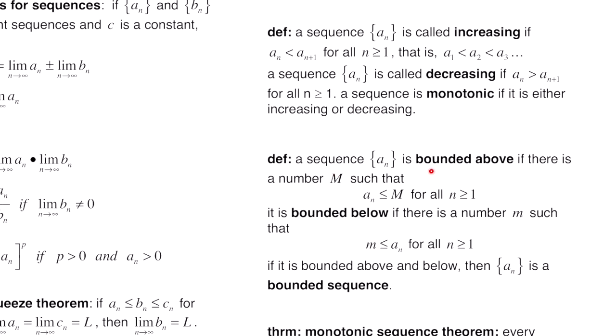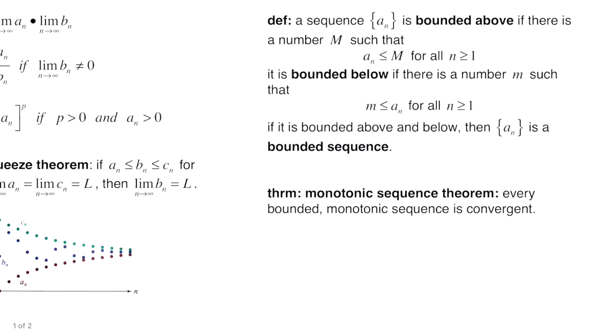Then we say that a sequence is bounded above if there is a number m such that that value is bigger than all the terms in the sequence. It is bounded below if there's a number lowercase m where the lowercase m is less than or equal to all the terms in the sequence. If a sequence is bounded above and below, then we say that it is a bounded sequence. And then finally we have the monotonic sequence theorem: every bounded monotonic sequence is convergent.